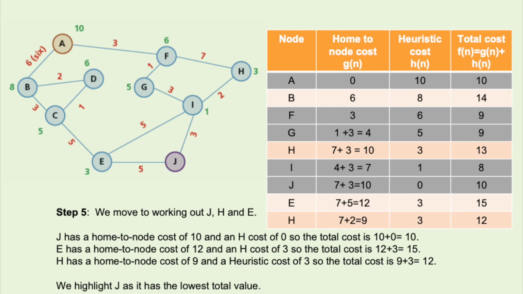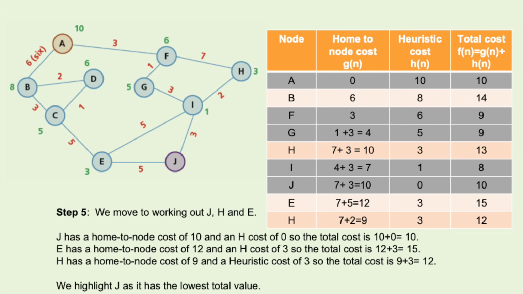From I, we can get to 3 particular nodes, H, J, and E. And we do exactly the same thing. So for J, the home to node cost is now 10, because I was 7, so you add 3 to it, so that's 10. There is no particular heuristic cost because this is the final destination. So 10 plus 0 gives us a total cost of 10.